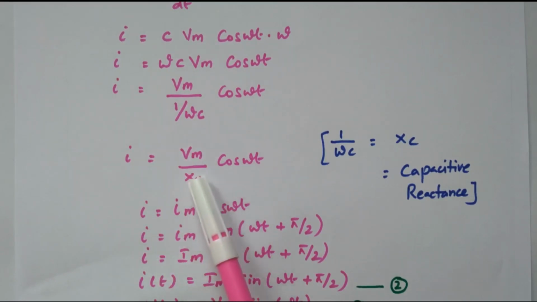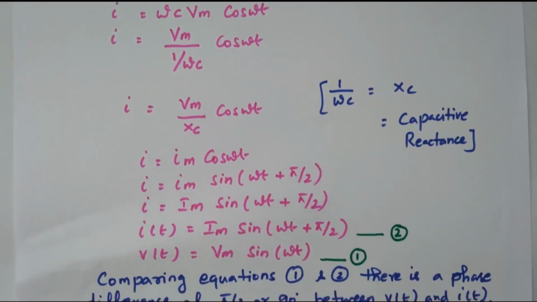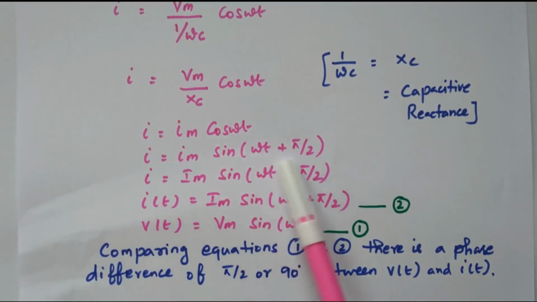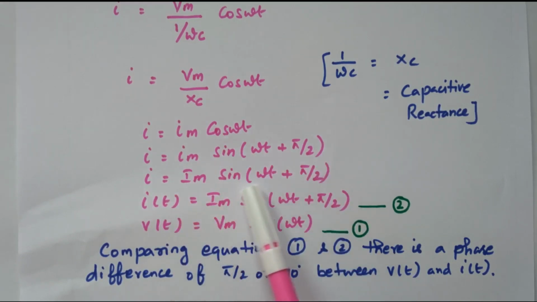Now Vm by Xc can be written as Im. Just as I equal to V by R, here voltage by capacitive reactance is equal to current. So I equal to Im cos omega t. This cos omega t can be written as sin of omega t plus pi by 2, in order to compare with equation 1. That is I equal to Im sin of omega t plus pi by 2. We'll take it as equation number 2.